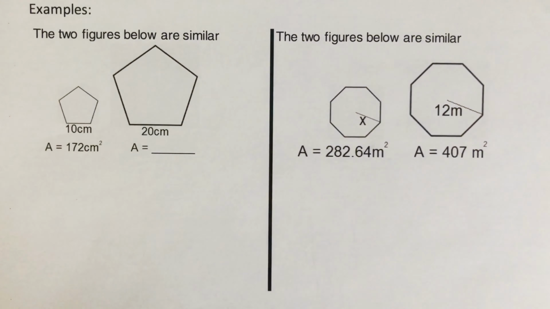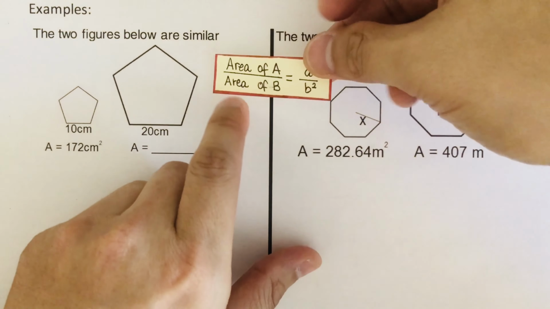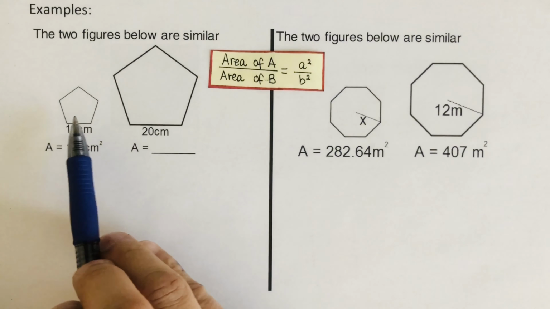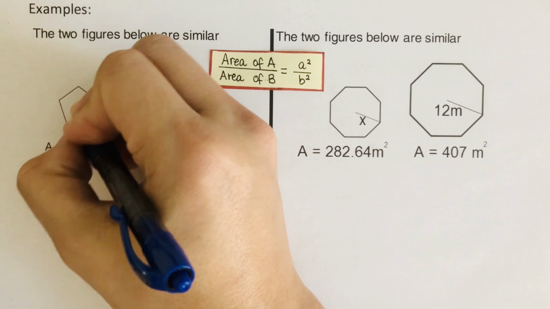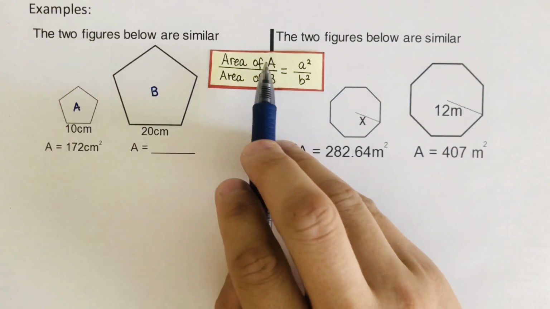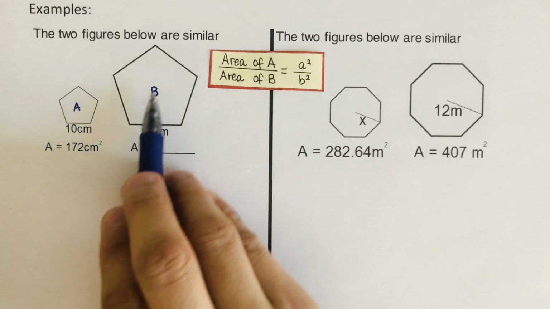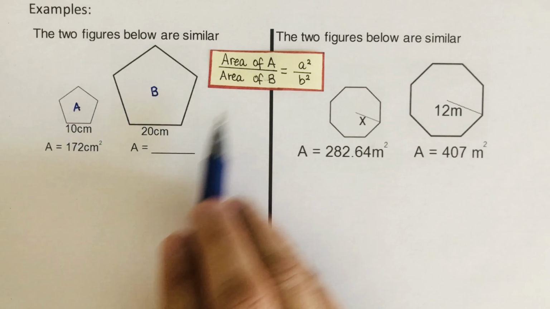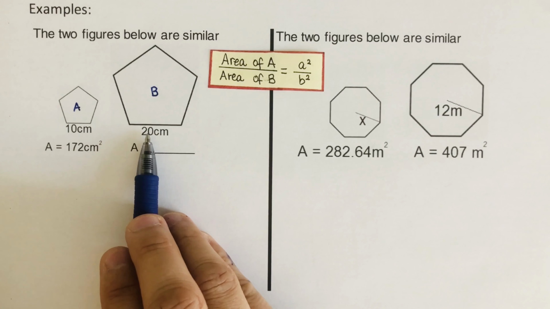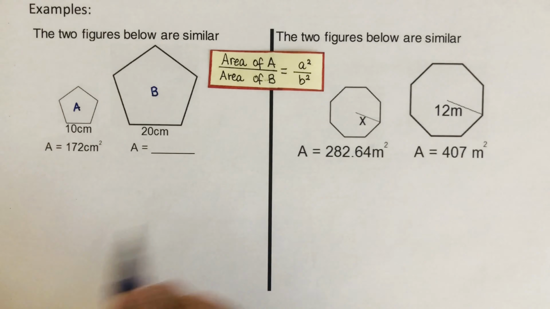So that's a pentagon. To find the missing area here, we are going to use this equation. So the area of Pentagon A, we can label this as Pentagon A, and this is Pentagon B. The area of Pentagon A over the area of Pentagon B is equal to the square of their sides. The side of A is 10 and the side of B is 20. So then we can go ahead and set this up.